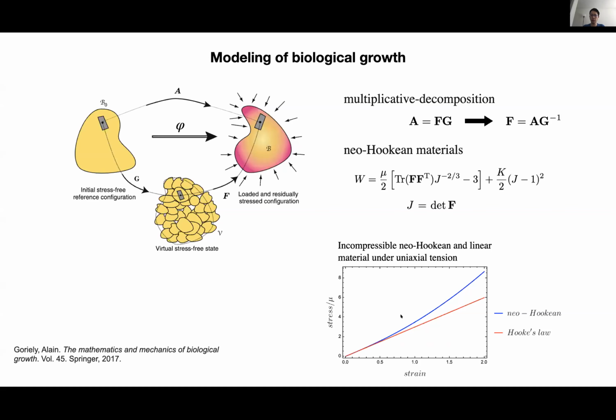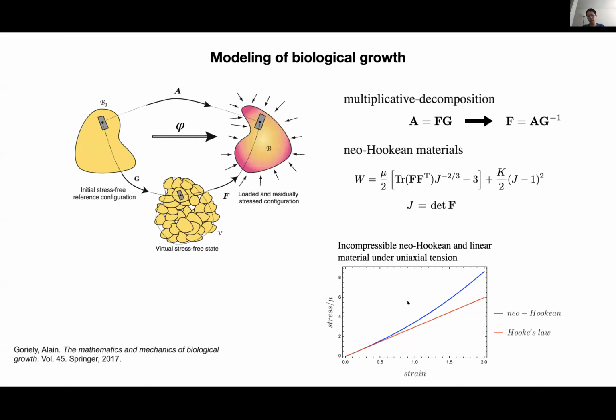In this figure at the bottom, I'm showing the stress as a function of the strain for an incompressible Neo-Hookean and a linear elastic material under uniaxial tension. At the small strain limit, these two curves actually coincide. But as you increase the strain, Hooke's law gives a linear line in the stress-strain relation, whereas for the Neo-Hookean material you have nonlinear behavior in the stress-strain relation.